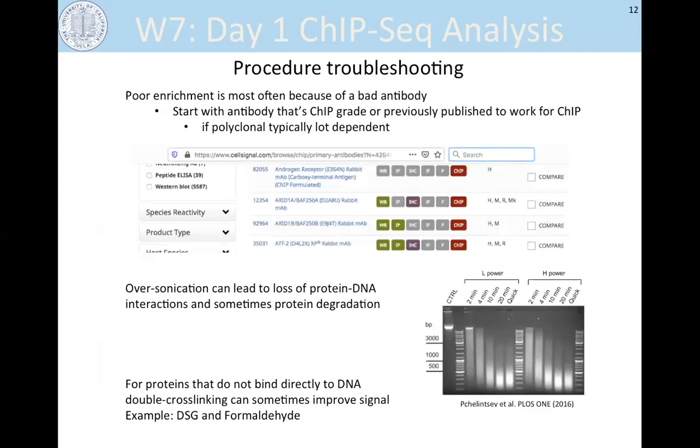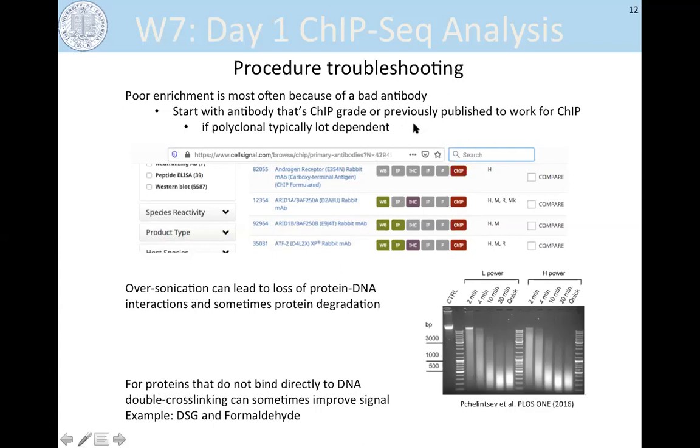I'll talk a little bit about procedure troubleshooting. More often than not, if you have poor enrichment, it's usually due to an antibody that's not very suitable for what you want to ChIP. That's usually the go-to for troubleshooting. What I recommend is to start with an antibody that's ChIP grade. A lot of commercial antibodies have been tested for ChIP, such as Cell Signaling. They signify here if the antibody works for ChIP.